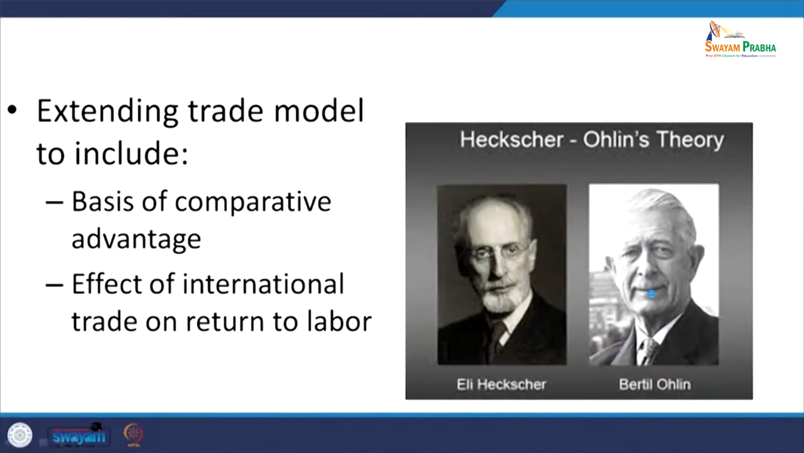So, these are the two experts on international trade, Heckscher and Ohlin. They are very famous in international trade discussions. This is basically an extension of the comparative advantage theory to a more realistic format, where the effect of international trade on labor is very clearly defined.